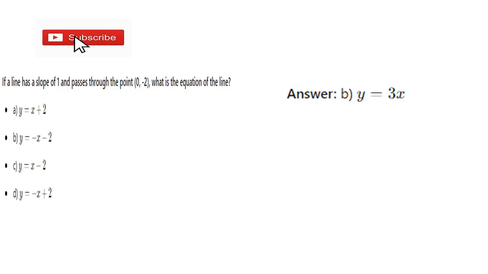Alright, so the answer for the first one is B, y equals 3x. Then the second one is A, the slope is 0. Then this last one here is C, y equals x minus 2.